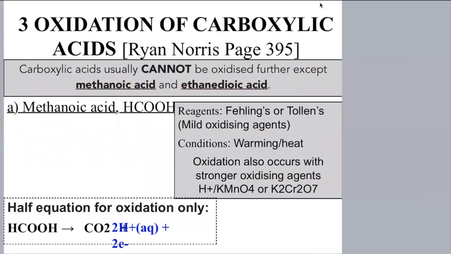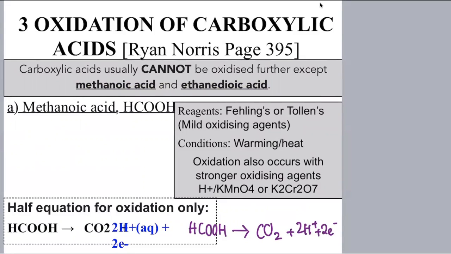The half equation is, cannot really see it, okay? So I'll write it down. The half equation for the oxidation of methanoic acid is HCOOH oxidized into CO2 plus 2H+ plus 2e-, okay?